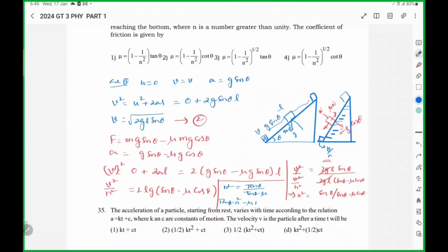Tan square theta minus n square mu is tan theta. So he's asking for mu. So mu n square is tan theta into n square minus 1. So mu will be 1 minus 1 by n square, times tan theta. So first option.